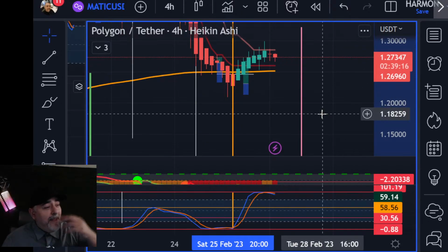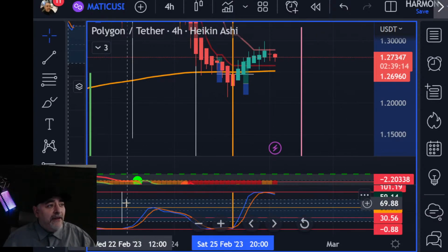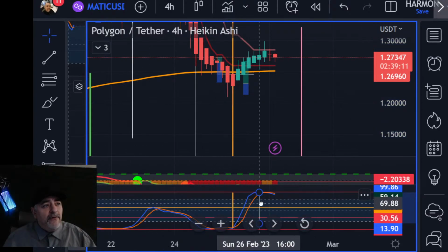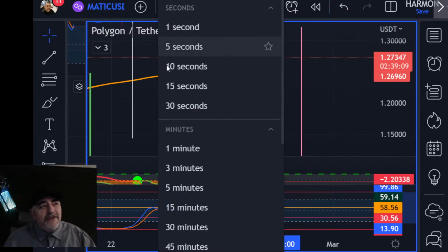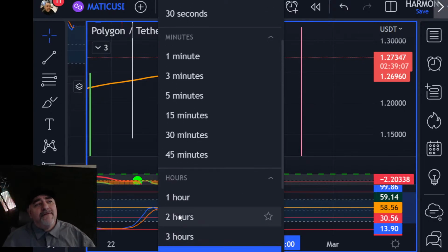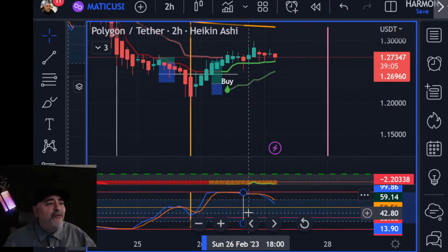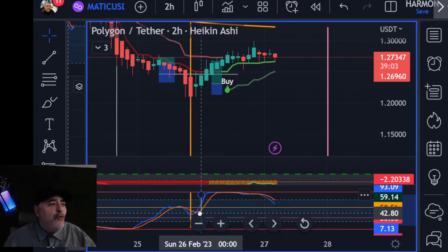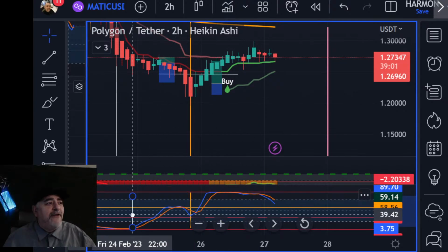All right, so now that we got that set up there, let's move this white over, and the white is going to be the 2 hour, right? So now let's go to the 2 hour. First we check the 4 hour, and now we got to check the 2 hour. The 2 hour started right here.